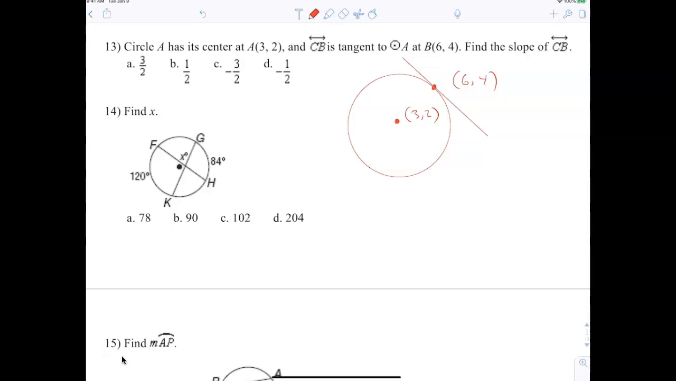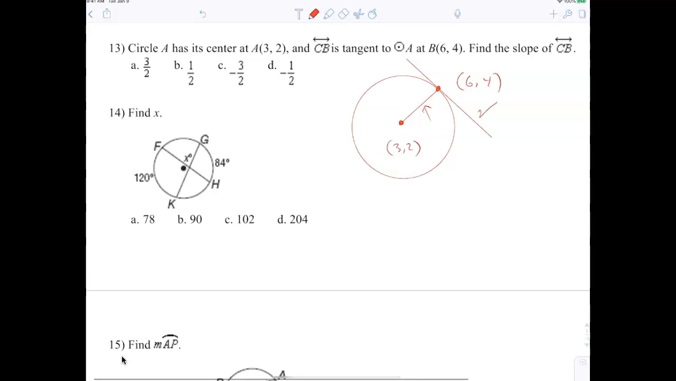So what's the slope of CB? Well, remember what I told you. Draw from here to here. So what's true about those two lines? They're perpendicular. So I need the slope of this, and that will tell me the slope of this. Isabel, do you know that this is perpendicular here? So all I have to do is find the slope, right?